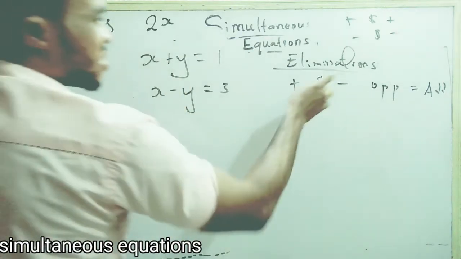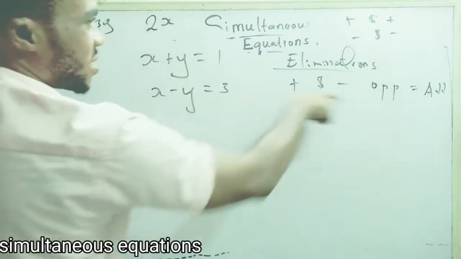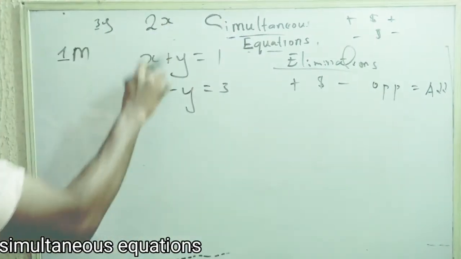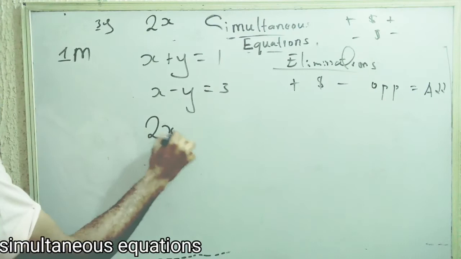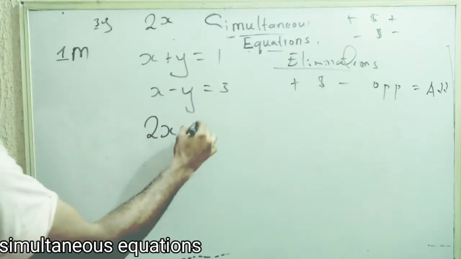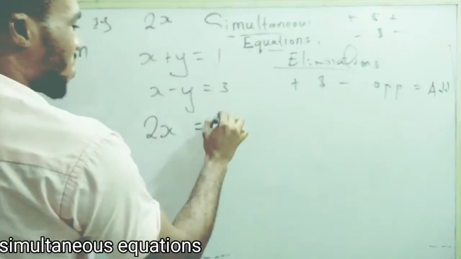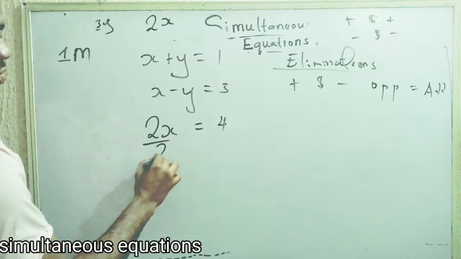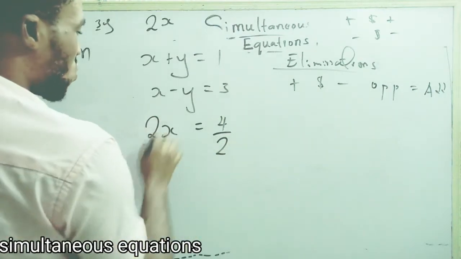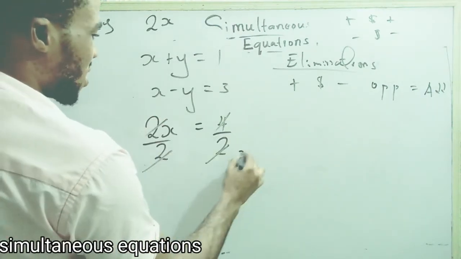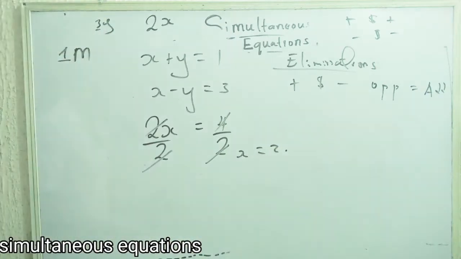Why am I adding? The signs of the variable I want to eliminate are opposite. So x plus x, I will have 2x. Plus 1 minus 1, 0. 1 plus 3 is 4. Divide both sides by 2. This will cancel this one, this will cancel this one. x is equal to 2. We have found x.